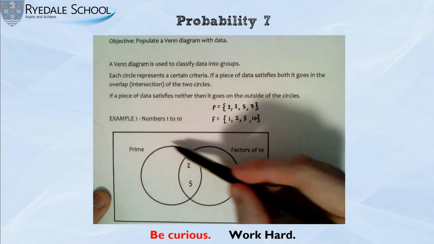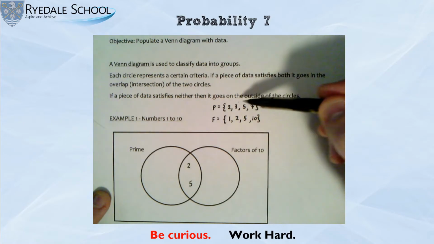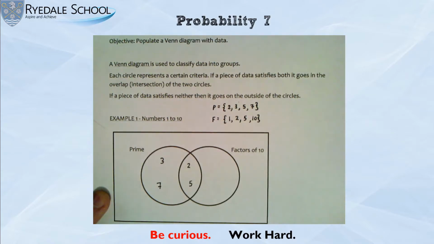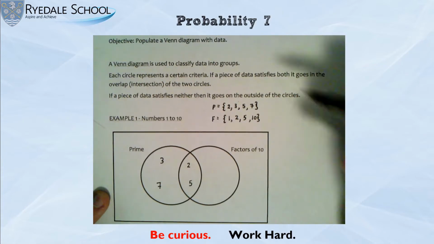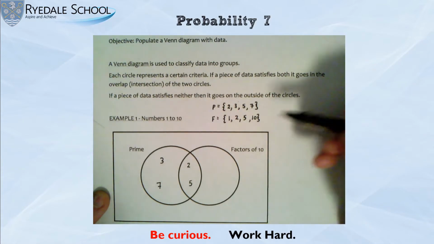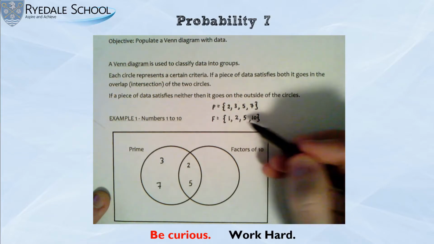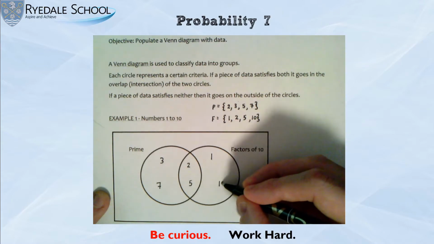Which were the other prime numbers? Well, I've already written 2 and 5. The other prime numbers were 3 and 7. So those go over here. So those are all my prime numbers. Now we've got the factors of 10. Well, I've already done 2 and 5 in the intersection. So the ones that I've got left are 1 and 10.